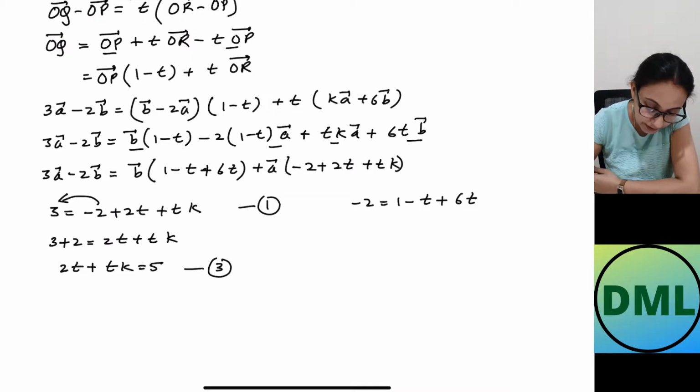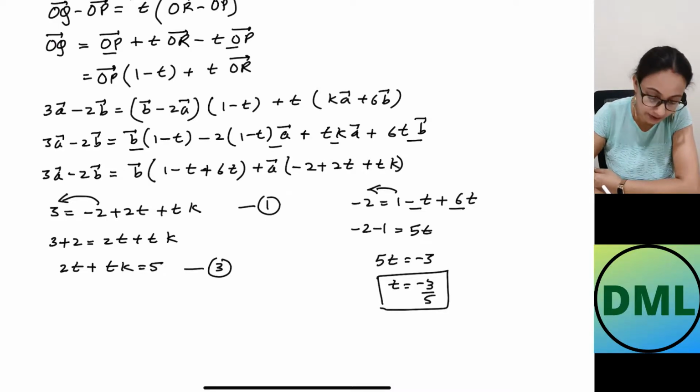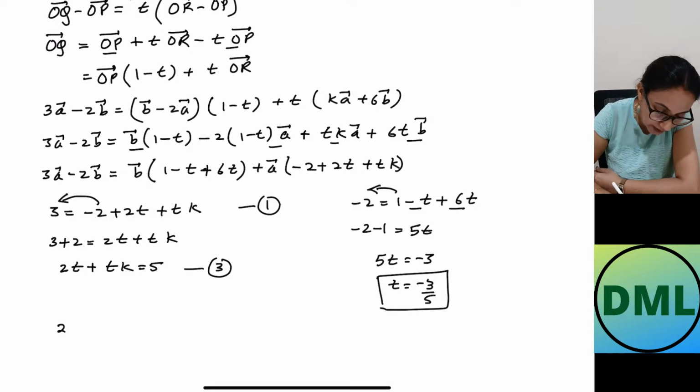Now from the other equation, minus 2, move this 1 to the left hand side, it will be minus 1 is equal to minus T plus 6T, which is 5T. So 5T is equal to negative 3. So T is equal to negative 3 over 5. Now substituting this value of T in equation number 3, I will get 2 times negative 3 over 5 plus negative 3 over 5 times K is equal to 5.